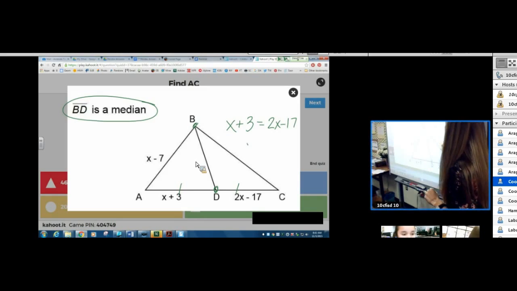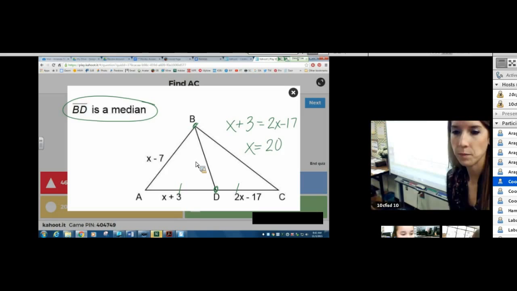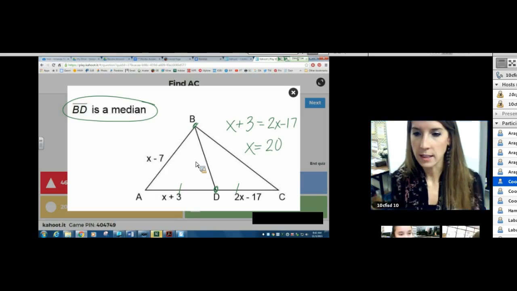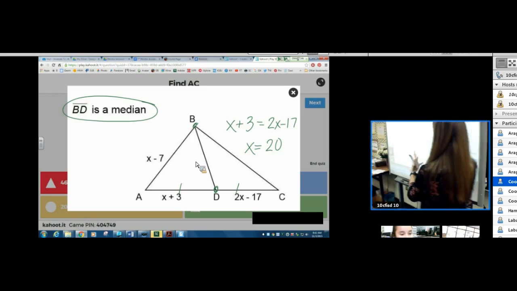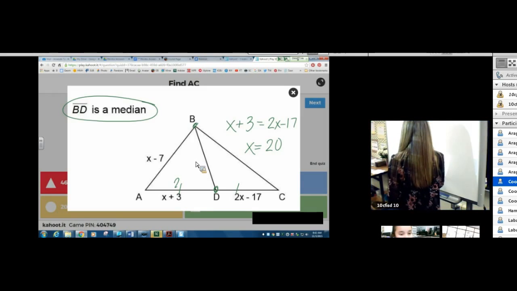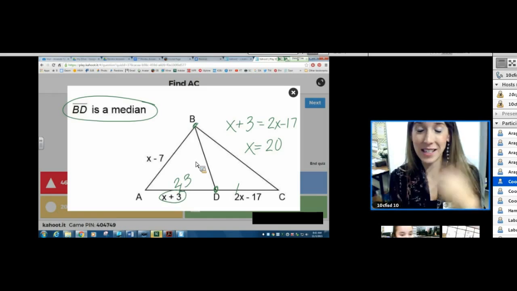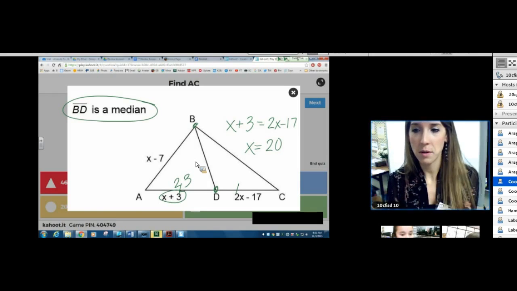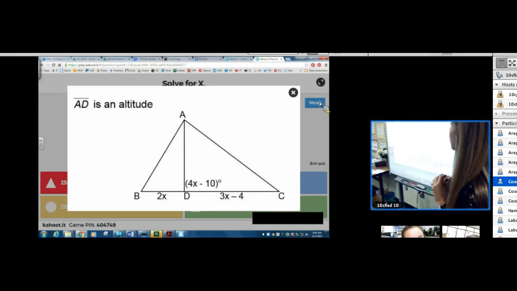What'd y'all get for x? Because that was not your final stop, not your final destination. X was 20, right? And then you need to plug it back in. Let's plug it into the easy one. This is 23. Once you know the easy one, you can just double it because it's a median. It's in the middle, so both sides are congruent. So AC was 46.